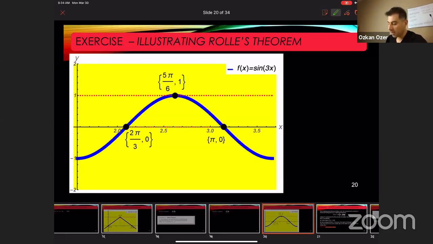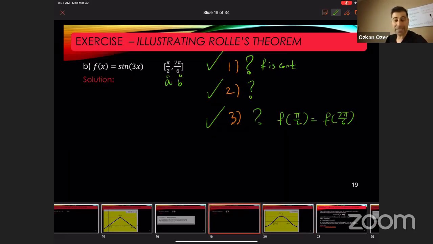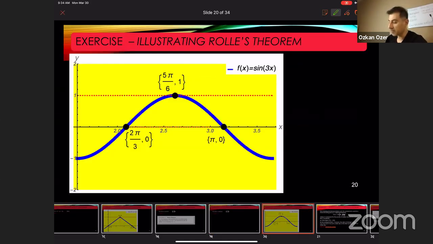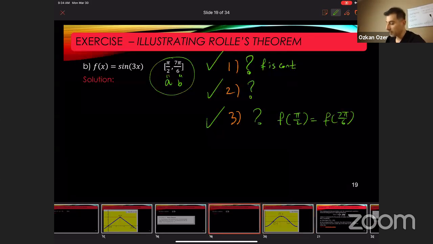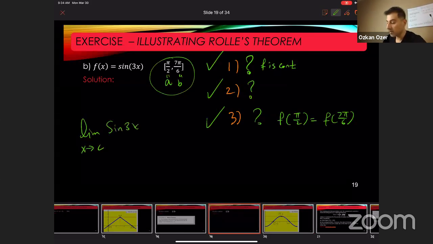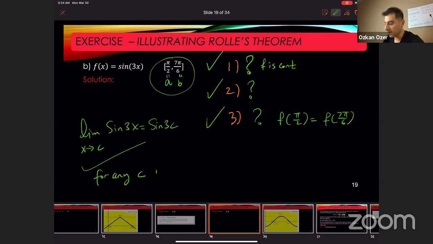For the x min to be pi over 2, x max to be 7 pi over 6. So when you graph this, make sure x min is the left endpoint, x max would be the right endpoint for the function. Okay, so f is continuous because, as I said, by looking at the graph, you see that there is no break. But in the meantime, the limit of the function at any c coming from this interval is found by function evaluation, right? Sine 3c. You can also say this, right? For any c in the closed interval pi over 2, 7 pi over 6. Okay, so that's why we have the check mark for the first condition.